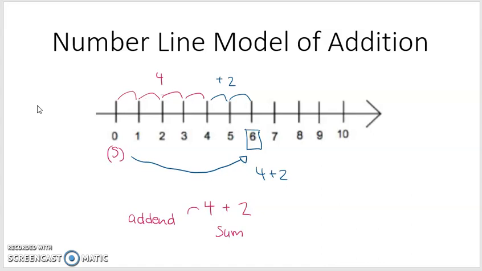But you can also think of those as steps that students are taking. 4 steps to the right, continue 2 more steps. How far is the student? 6 steps away. So it's very easy to illustrate that with children.